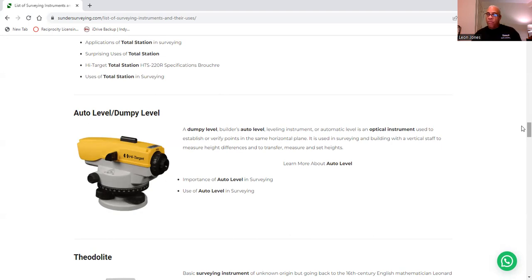Again, you want to learn more about the auto level? Check out the importance of using the auto level in surveying and the uses of the auto level in surveying.